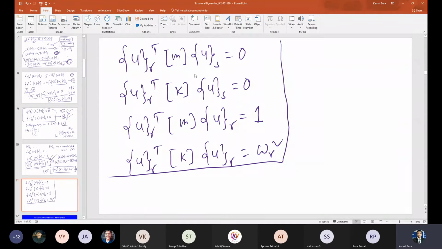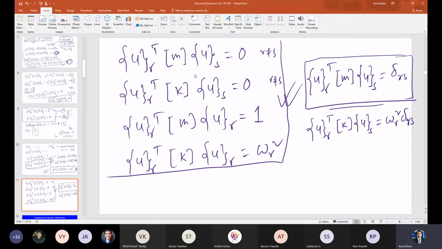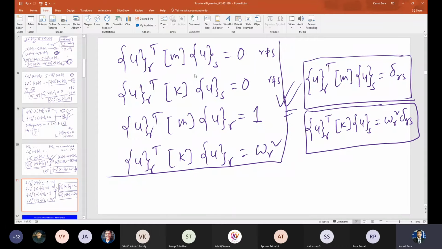Now I can write it in a compact form. Just remember all these expressions. You can remember them, or if you do not remember, that doesn't matter. You will find in the books that they have written the compact form. So UR transpose M into US equals delta RS, and UR transpose K US equals omega R square delta RS. These 4 equations can be represented through these 2 equations.